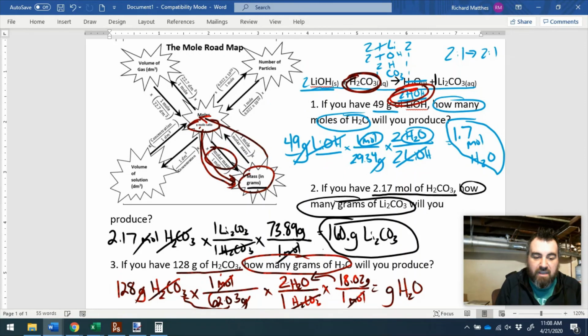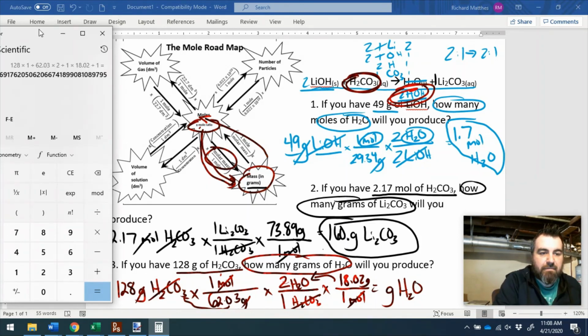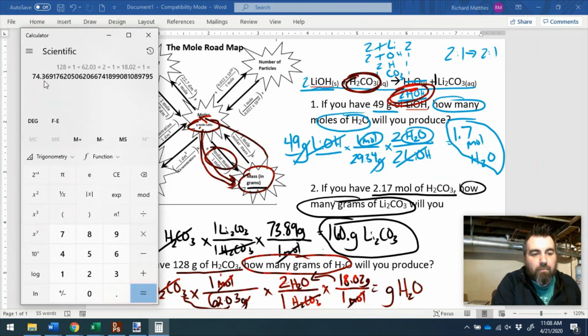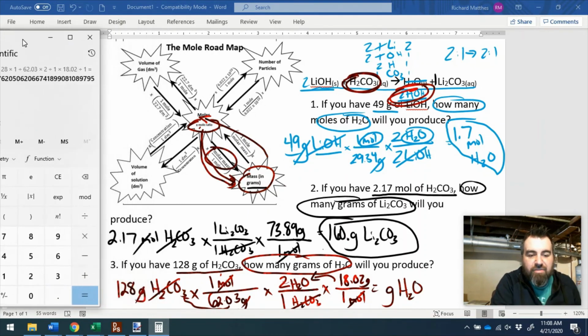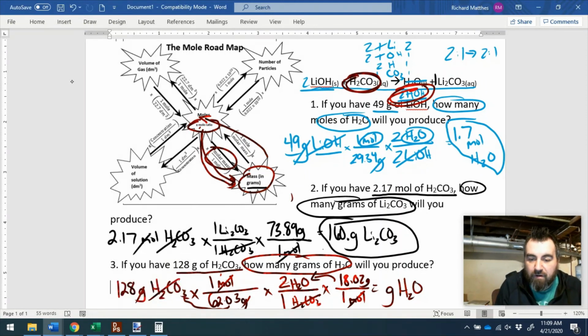So cancel, cancel. We go 128 times 1 divided by 62.03 times 2 divided by 1 times 18.02 divided by 1 equals, oh, that's off the side. Lots of decimals. 74.36917. We've got 3 sig figs there for our 128, so we would just say 74.3. The 6 rounds it up, so it becomes 74.4 grams.